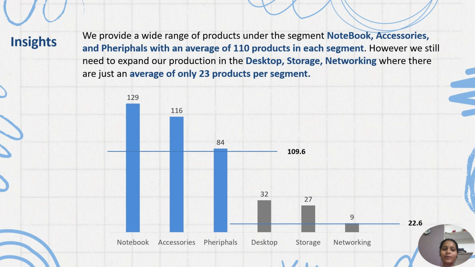So what are the insights? Atliq Hardware provides a wide range of products under the segments of notebook, accessories, and peripherals, with an average of 110 products in each segment. That means notebook, accessories, and peripherals have much product variety. However, we still need to expand our production in desktop, storage, and networking, where there are only an average of 23 products per segment. That means we have very few products in the desktop and storage categories, and we have to do something about that.